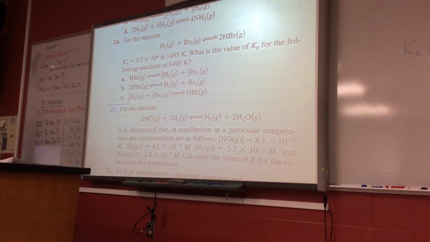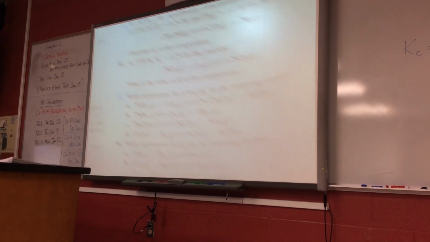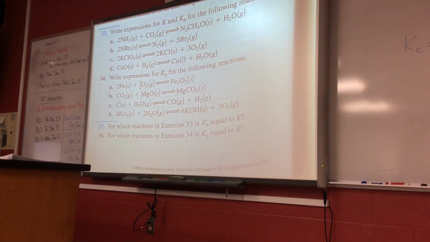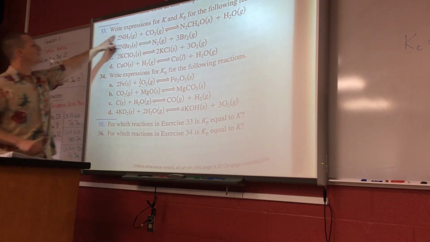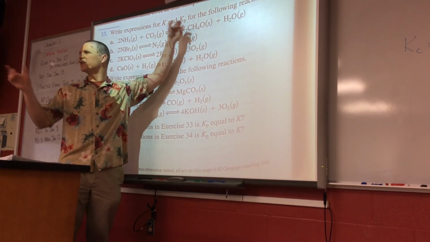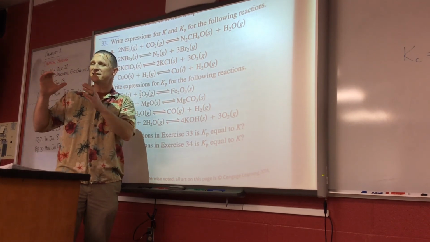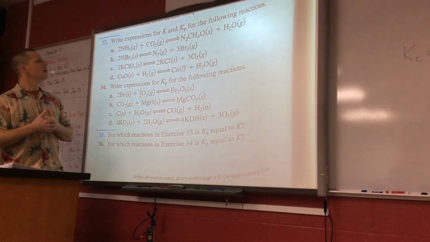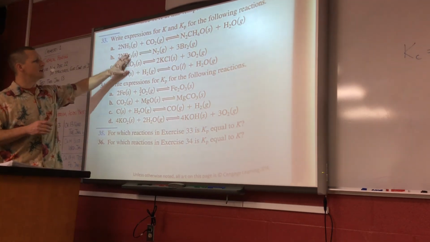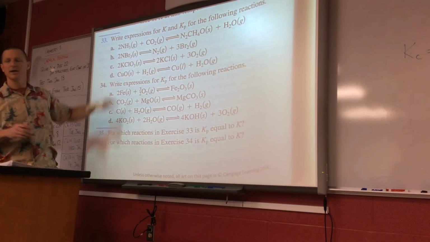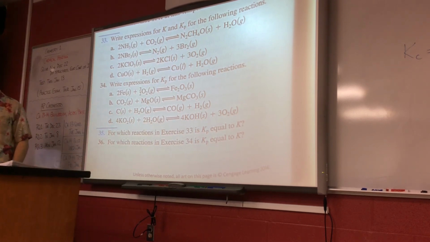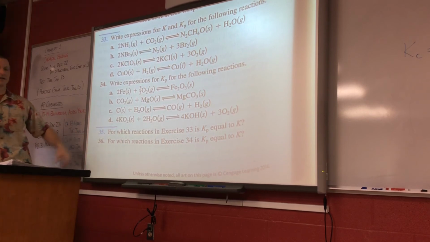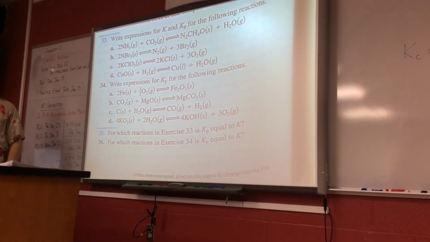And then later on, and these I know are assigned too, numbers 34 and 35. Well, let's just take a look. Number 33, write expressions for K and KP. That's what I was talking about where one of them is KC and the other is KP, but KC is also known as just K. In which of these four would KP equal K? That's what number 35 is asking. In which one is KP equal to K?